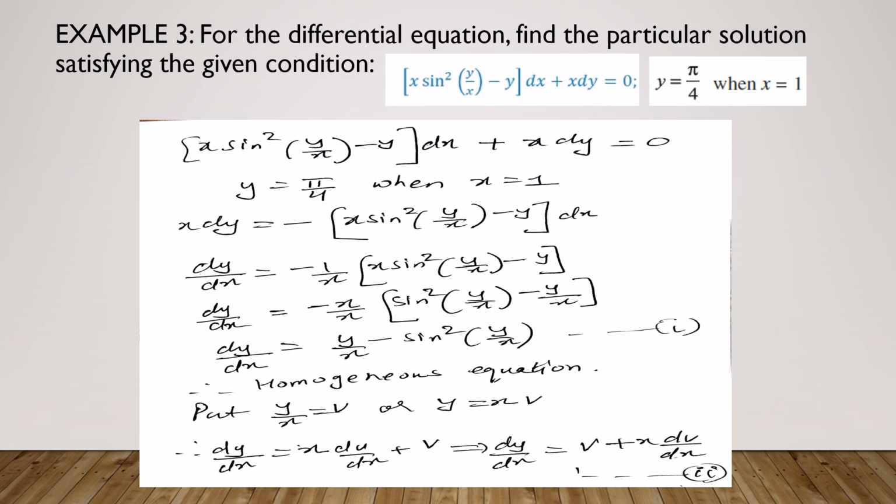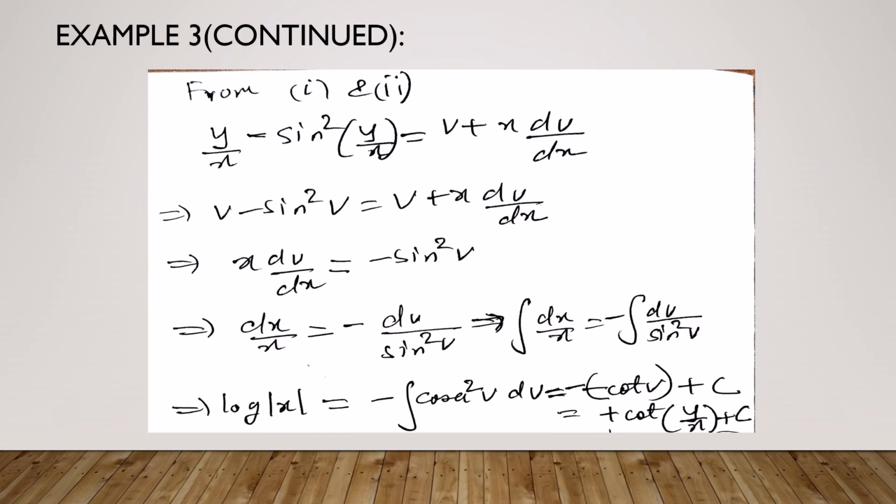So first step is try to express the equation in the form of dy by dx. So this you have to do the simple simplification. You are getting dy by dx is equal to y by x minus sine square y by x. So this is obviously a equation in y by x, homogeneous equation. Now same procedure, put y by x is equal to v. So y is equal to xv. When you differentiate, dy by dx is v plus x dv by dx.